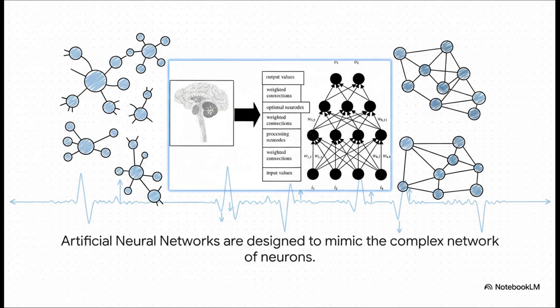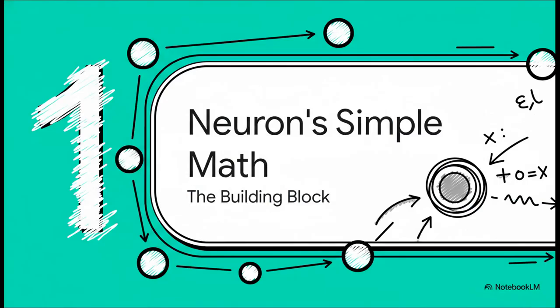The whole idea behind most of the AI we talk about today, what we call artificial neural networks, is to basically copy the structure of our own brains. We're trying to build this digital web of interconnected nodes, or neurons, that are all inspired by the real biological ones, passing information back and forth. But look, before we can understand the entire network, we've got to zoom way in and look at the most basic building block, just one single artificial neuron. And it all kicks off with some really, really simple math.